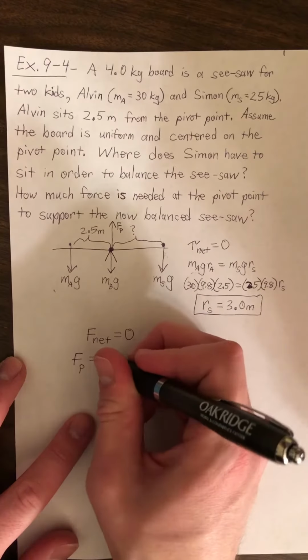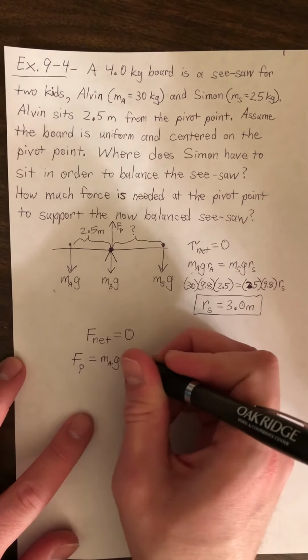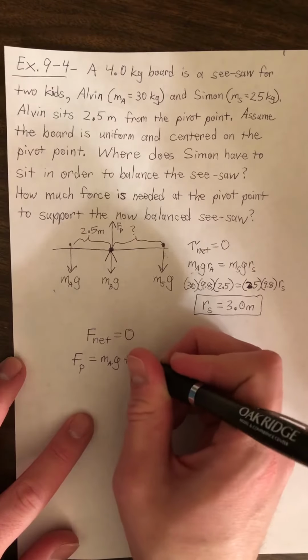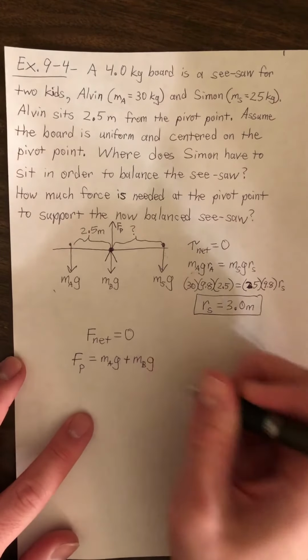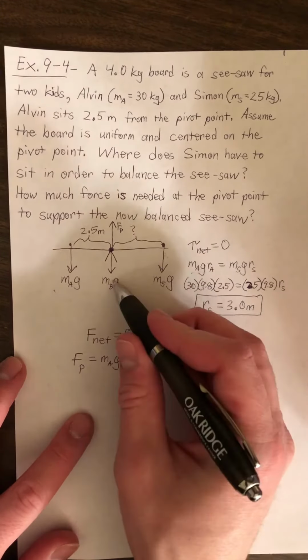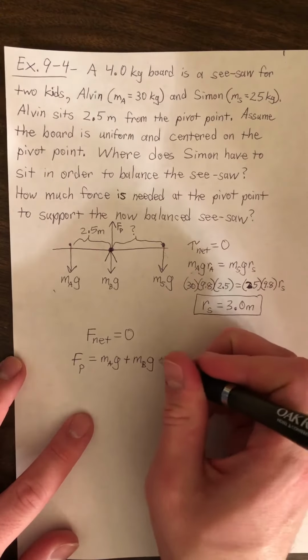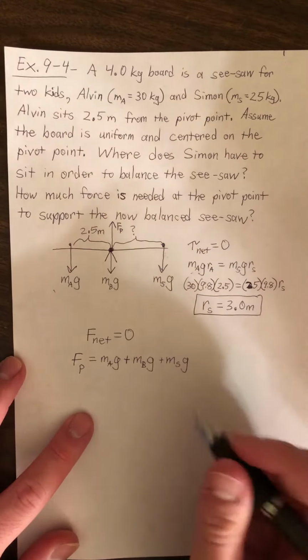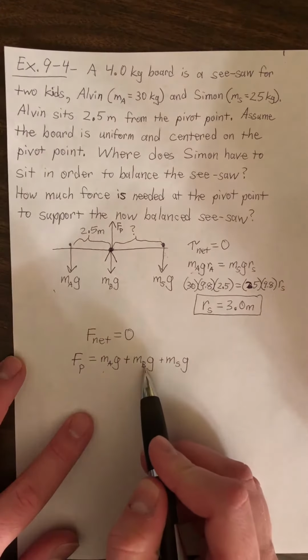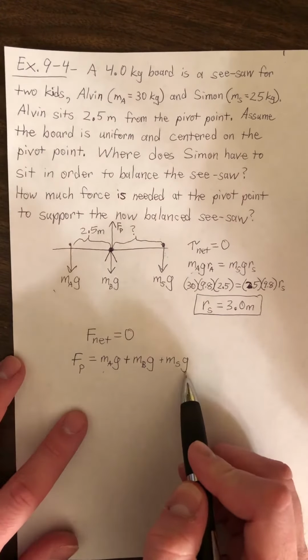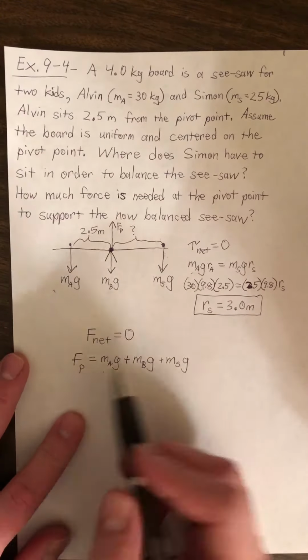So this means our upward force, the force at the pivot point, which we called FP, has to be equal to the mass of Alvin times G, so that's the weight of Alvin, plus the mass of the board itself times G, which is the one acting here in the middle, plus the mass of Simon times G, the weight of Simon. So we have the weight of Alvin, the weight of the board, and the weight of Simon.